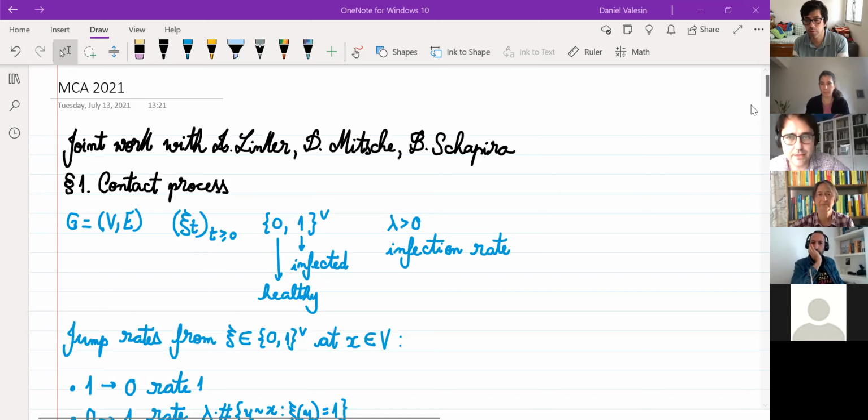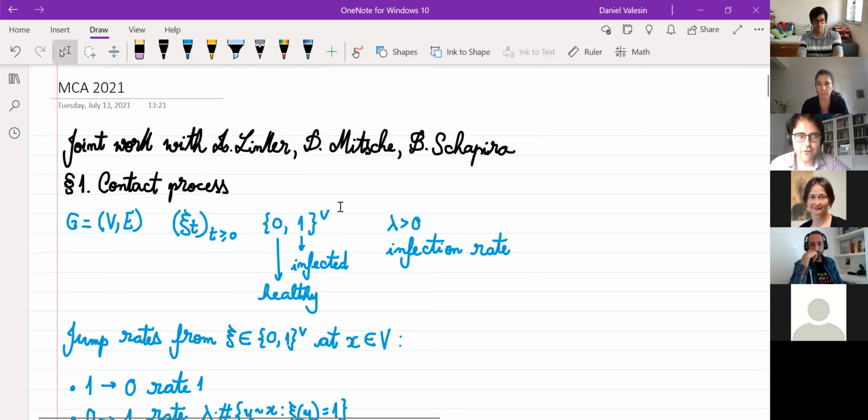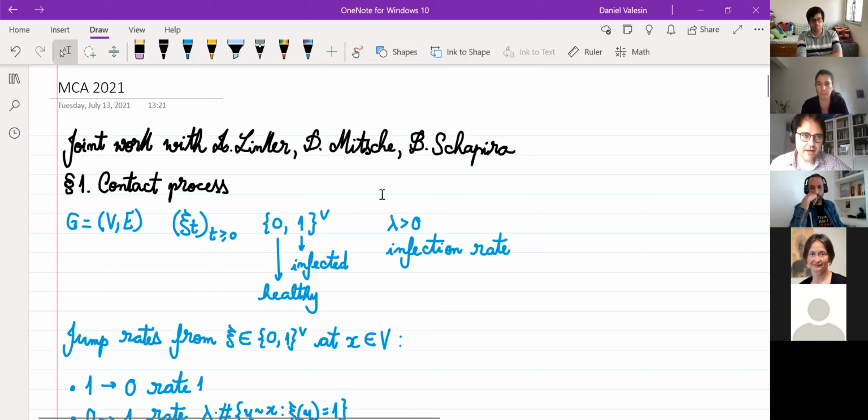So it's about a contact process on a class of random graphs called the random hyperbolic graph. I guess most of the audience knows about the contact process, so I'll go over it quite fast, and then I'll spend some more time talking about the graph because maybe it's a bit less familiar.